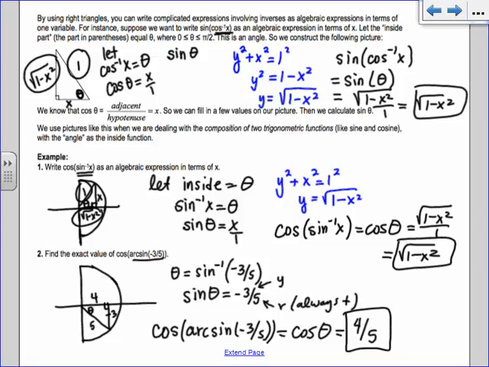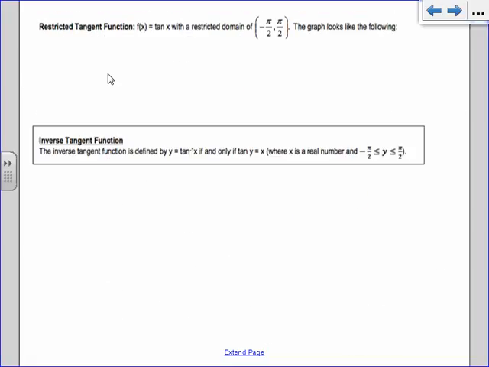Okay, so let's talk about the restricted tangent function. Remember we talked about sine and cosine being odd and even. Cosine was even, sine was odd, and tangent ended up being odd. Tangent also ends up having the same restricted domain as sine. So inverse tangent is going to be on this right side, just like sine was.